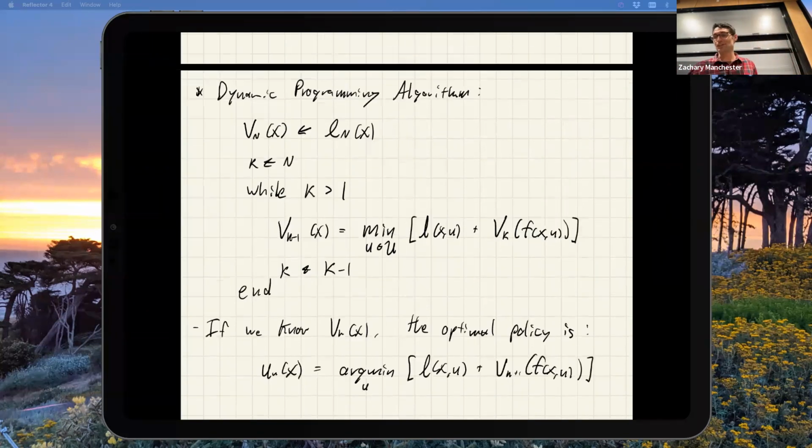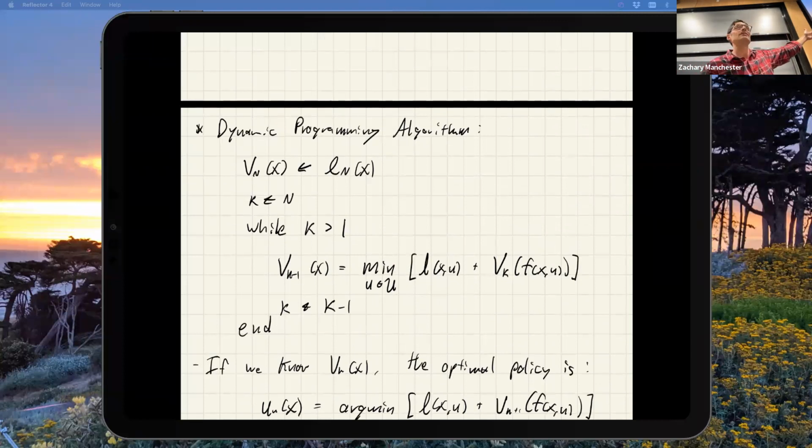That's it. That's the definition, right? So I start at Vn. I know Vn from the terminal cost, just that I make up. And then I can bootstrap and I can go backwards in principle, right? And solve these little one-step optimizations to get all the way back.